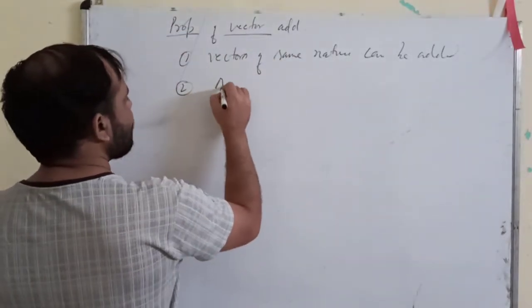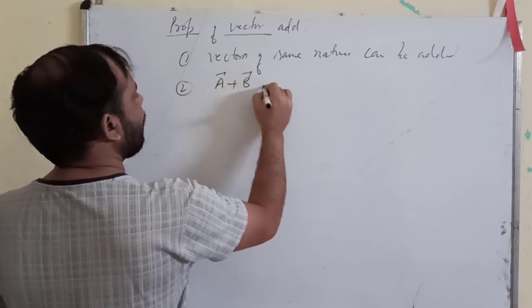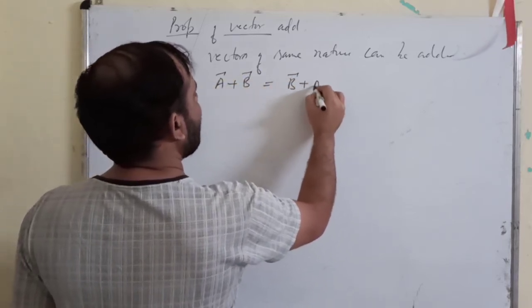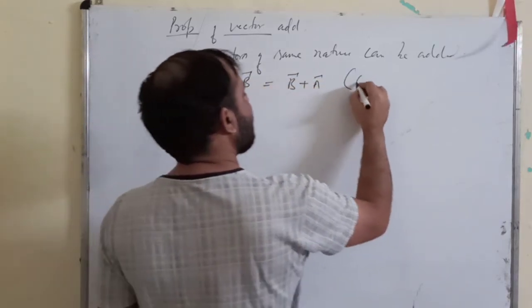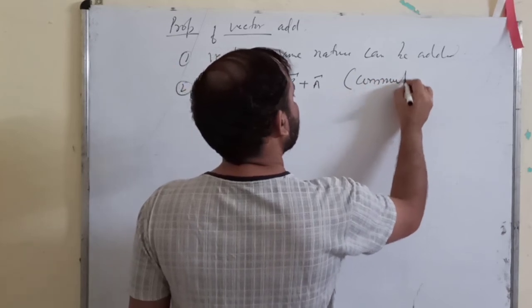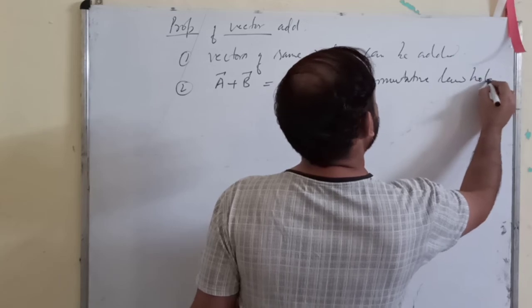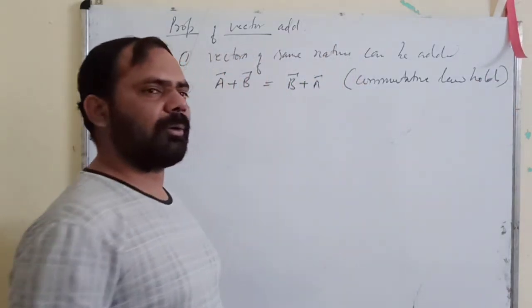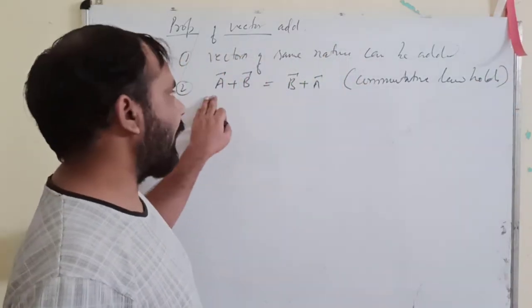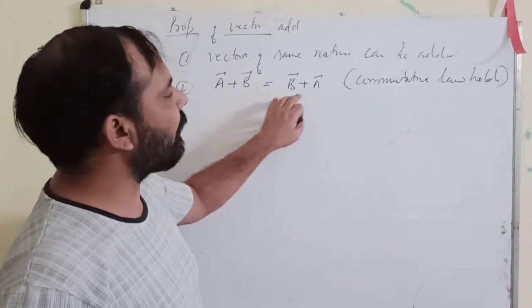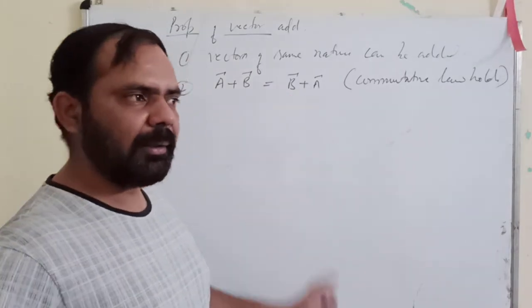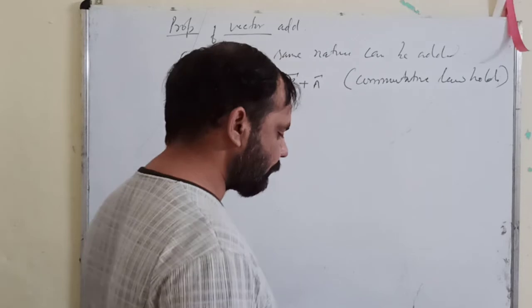The second property is A plus B is equal to B plus A, which means the commutative law holds true for vector addition. You add A to B or you add B to A, it doesn't matter. You will get the same result.